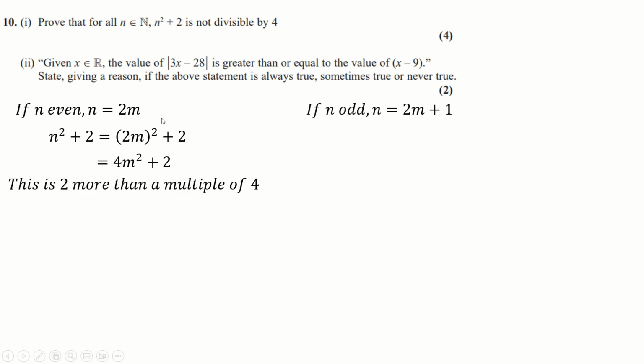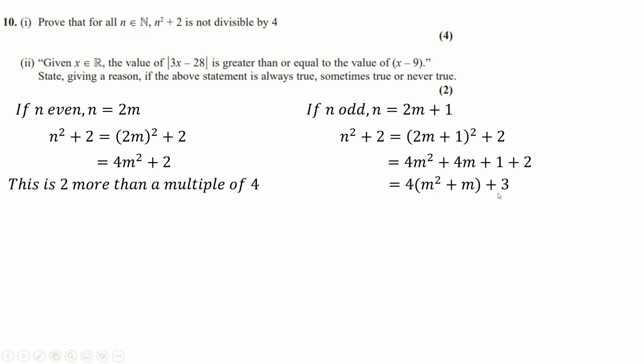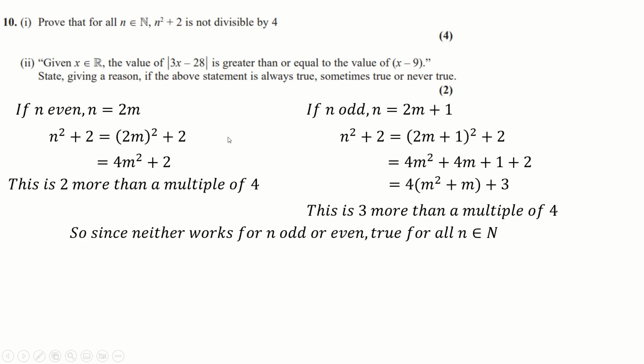If n is odd, you can write it like this. You can square it and add 2. You get this. You can factorize out a 4 from those two, and that's a plus 3. And therefore, this is 3 more than a multiple of 4, which is likewise not a multiple of 4. So therefore, there are no whole numbers, natural numbers, where this is divisible by 4.